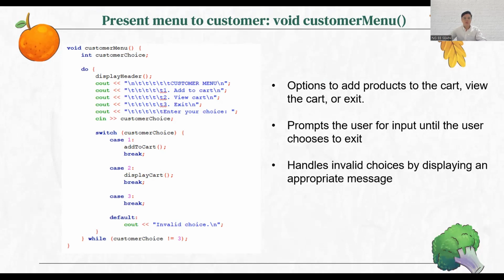Based on the user's choice, it calls the corresponding functions, for example, the add cart function to add products to the cart, the display cart function to view the contents of the cart, and it exits the loop if the user chooses to exit. And it will handle invalid choices by displaying an appropriate message.